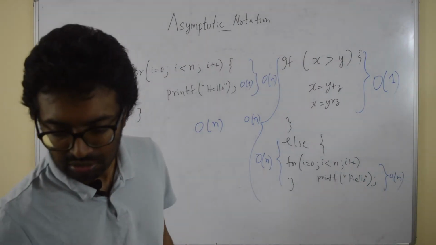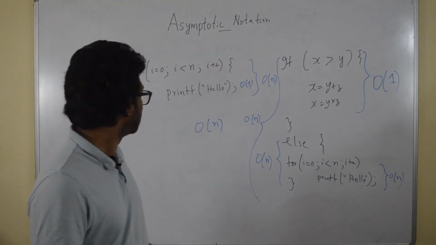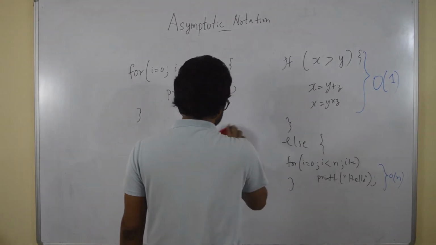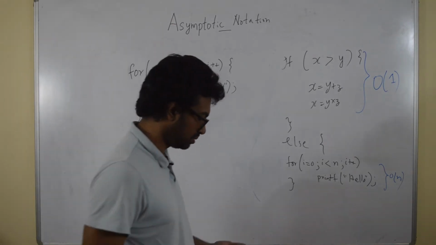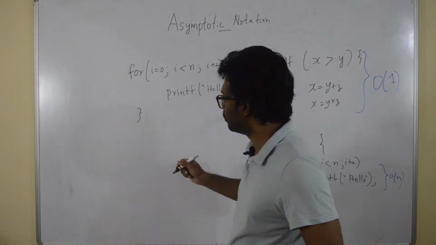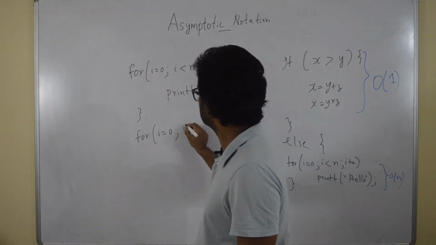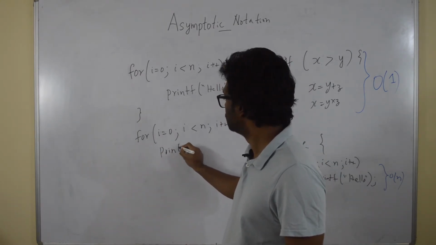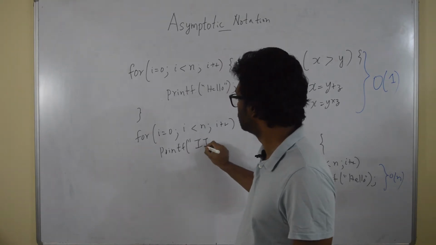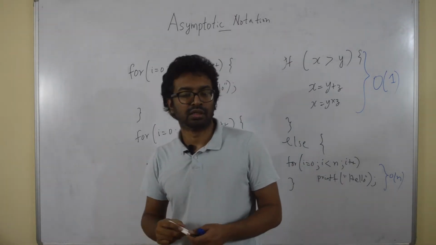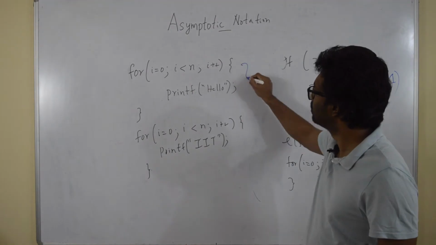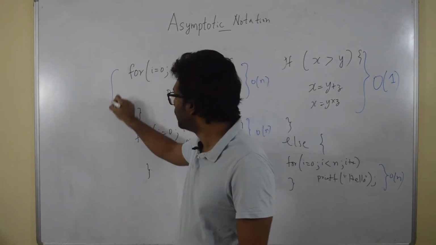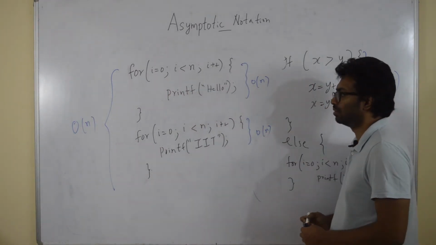Now let's see another. What about this block of code followed by another block of code? Again, I'm going to write another printf. This block of code takes order n, and what about this? This is also order n, because it gets executed for n steps, and therefore this entire block of code gets executed in order n.